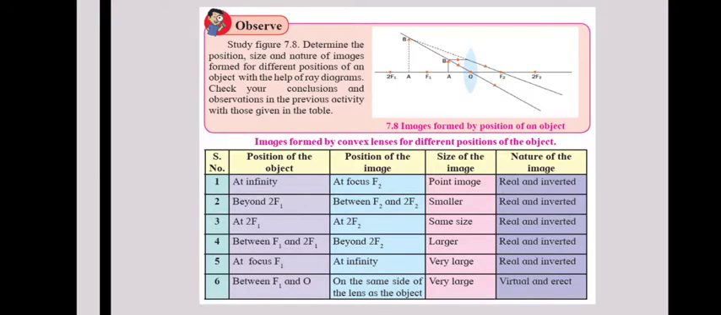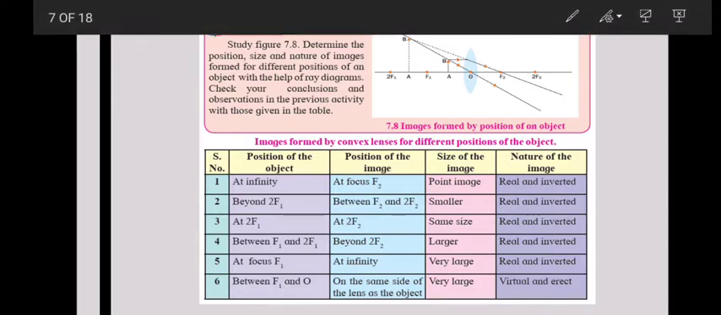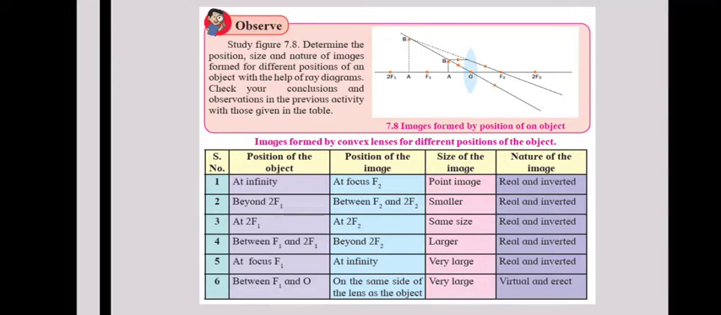Moving on to the next. Now see, if you see this particular figure, you are going to determine the position, size and nature of images which are formed for different positions of an object with the help of ray diagrams. Right? This you will do as homework. And then check your conclusions and observations in the previous activity with those given in the table. Followed, students? So what you will do is, you have to determine the position, size and nature of the images which are formed for different positions of the object with the help of ray diagrams.